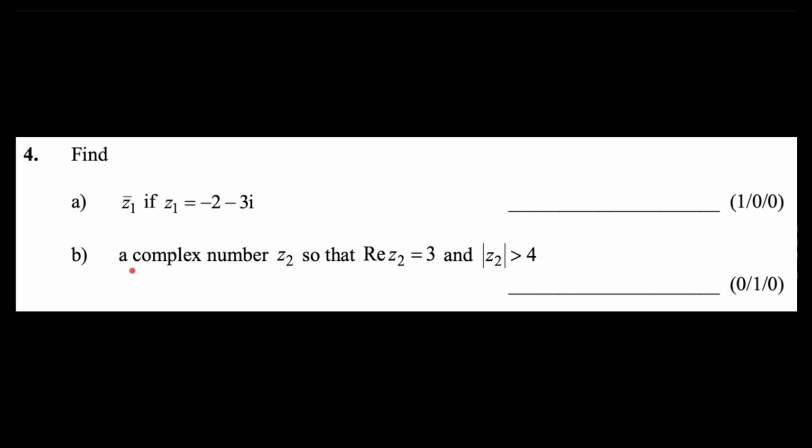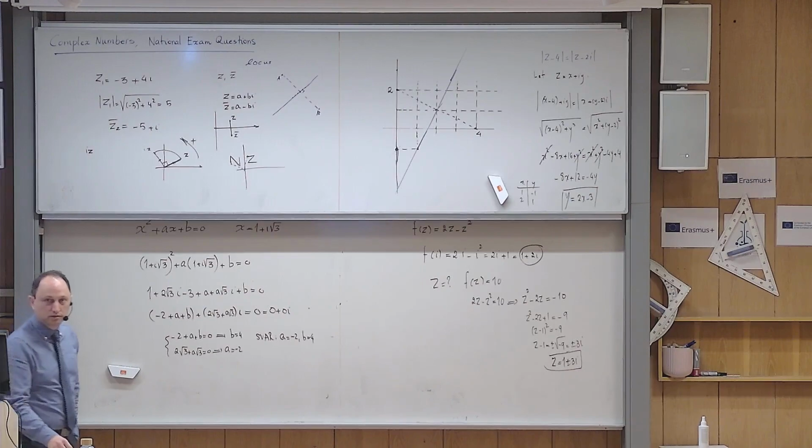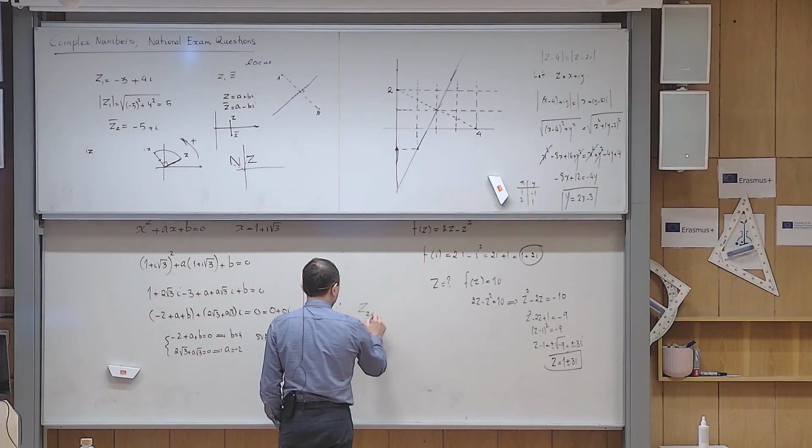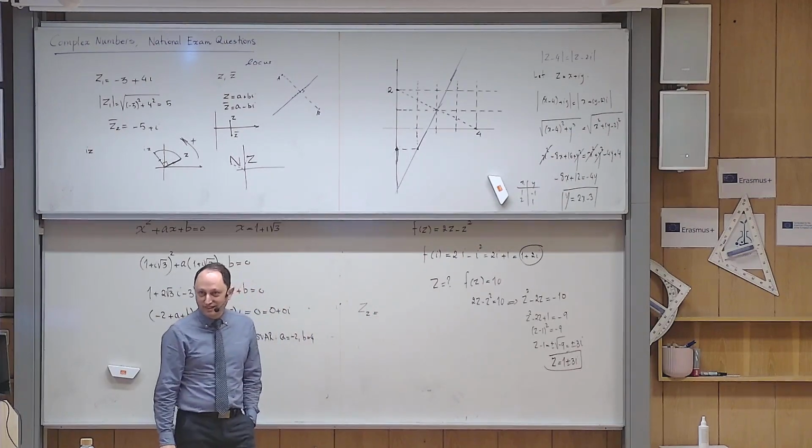So forget about this. We need a complex number z2 so that the real part of z2 is 3 and the absolute value of z2 is greater than 4. So you can probably have a lot of numbers here. One of them is enough. What is your suggestion for me? A complex number whose real part is exactly 3 and the absolute value is greater than 4. Well, then you can set the imaginary part to something insanely huge. You don't need to make it insanely huge. You can set it to 3.